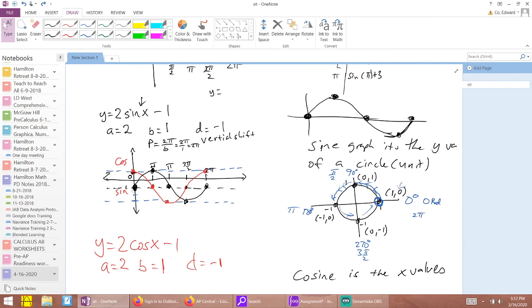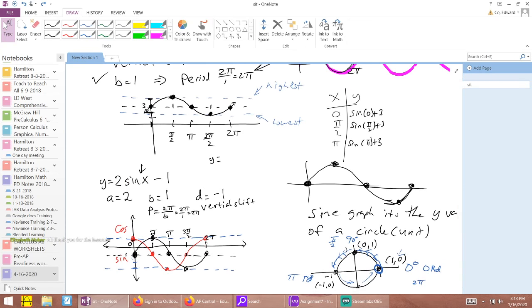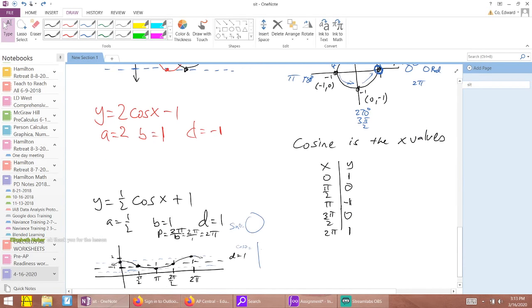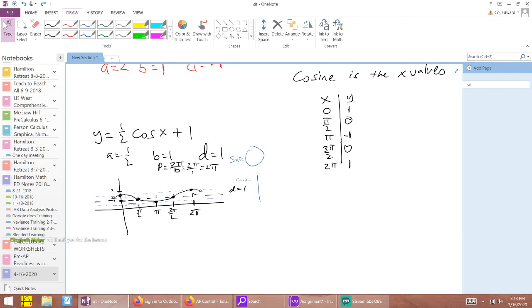There's still tangent, cotangent, secant, cosecant. Secant and cosecant are actually very easy, and tangent is just slightly tricky.